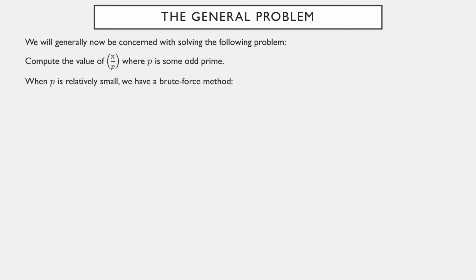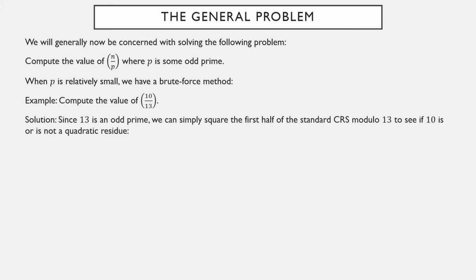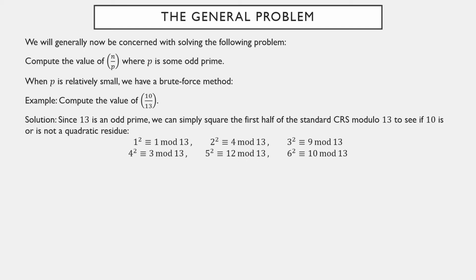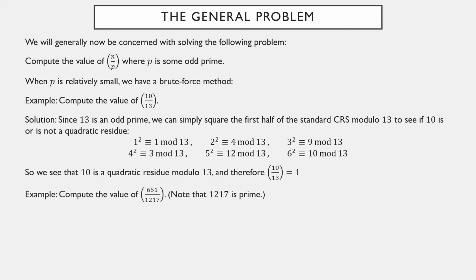When p is relatively small, we can do it just by brute force. For example, compute the value of the Legendre symbol 10 over 13. 13 is an odd prime, so we square the first half of the standard complete residue system mod 13 to see if 10 shows up or if it doesn't. 1 squared, 2 squared, 3 squared, 4 squared, 5 squared, 6 squared. Look, 6 squared is equivalent to 10 modulo 13. So 10 is a quadratic residue mod 13, so the Legendre symbol has value 1.